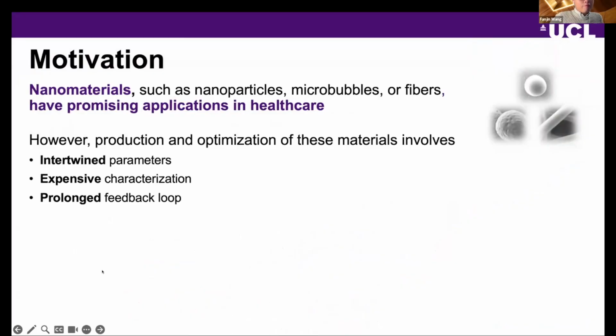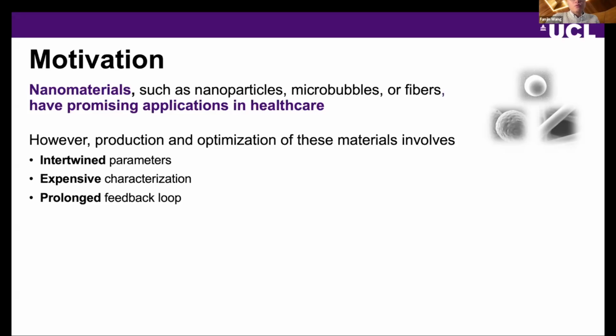So let me first start with the motivation why I'm doing this. I'm working on a specific field called nanomaterials. If you're not familiar with material science, let me introduce you these first. There are specific categories under these called nanoparticles, microbubbles, or fibers. They're all very useful for healthcare applications like drug delivery. Maybe you have heard of it. The COVID vaccine is actually one type of application in nanoparticles.